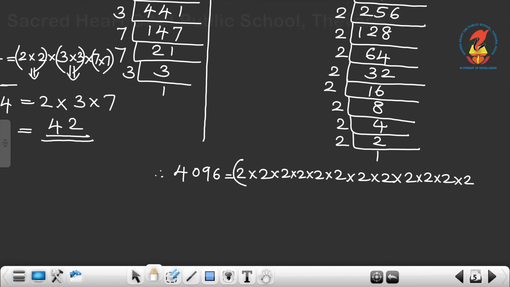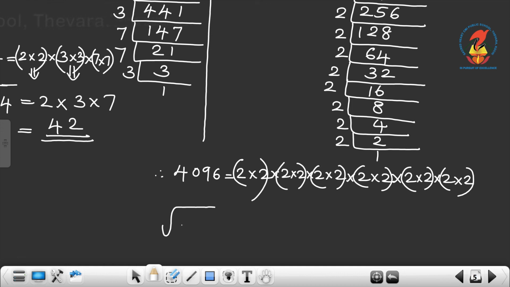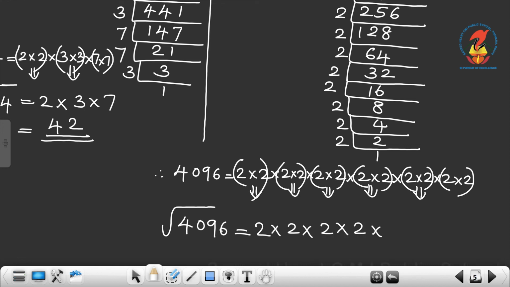Now we have to make them in pairs. Then therefore the square root of 4096 equals, from each pair we have to take 1. So 2 into 2, then from the next pair 2 into 2 into 2.